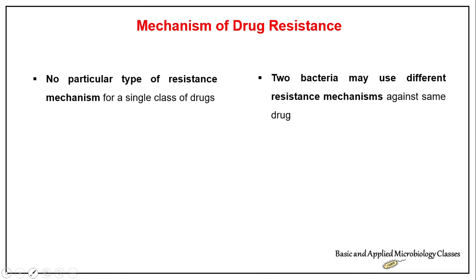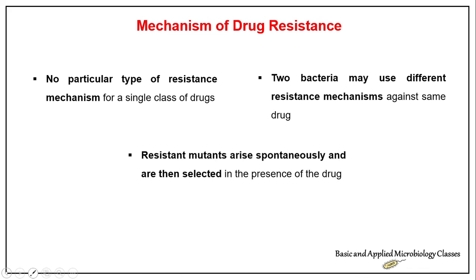Second point, two bacteria may use different mechanisms against the same drug. If you are thinking that for a common drug like penicillin every time the bacteria will use this particular mechanism, or if bacteria are going to develop resistance against sulfonamide, each type of bacteria, irrespective of its type, will follow the same kind of resistance mechanism, it is not fixed. Two bacteria may use different resistance mechanisms against the same drug. For the same drug, bacteria can use different types of resistance mechanisms.